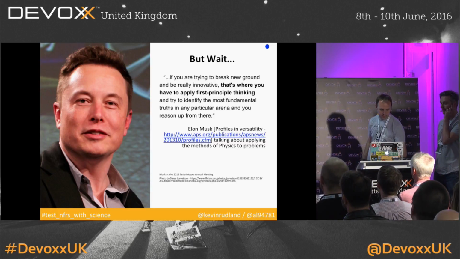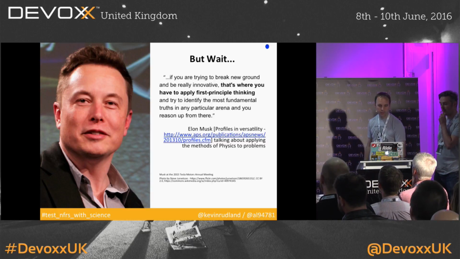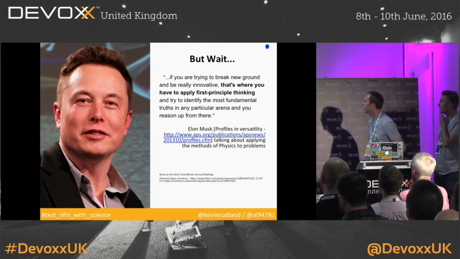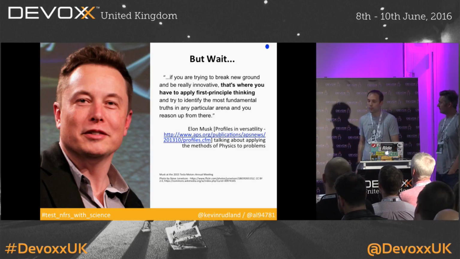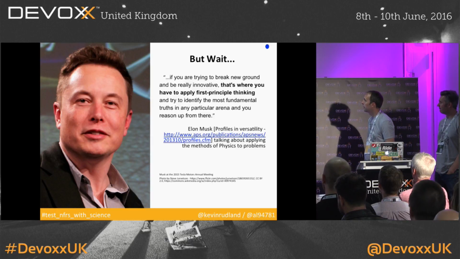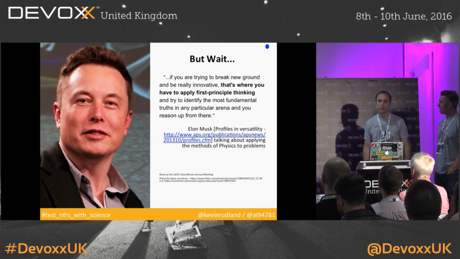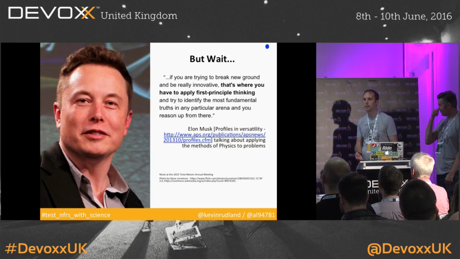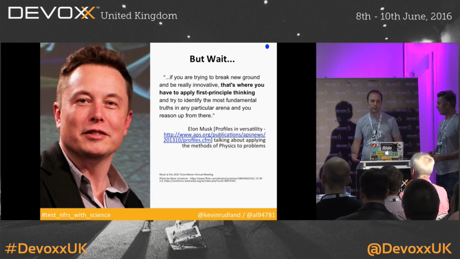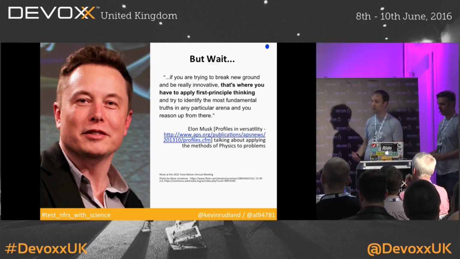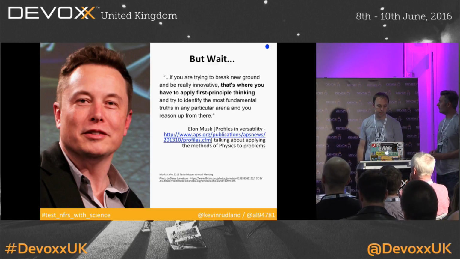Right, so, a picture of Elon Musk. His name has come up in a couple of talks today. But the key point here is he was interviewed recently about what makes him successful in what he's doing. One of his key points was that he applies first principles thinking. So he applies the principles of physics to what he does, to enable him to do things slightly differently and break the traditional way of building rockets, in this particular case.